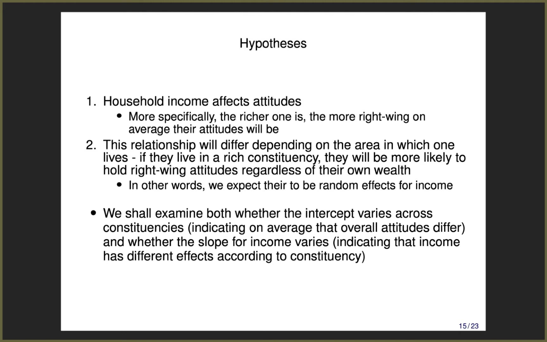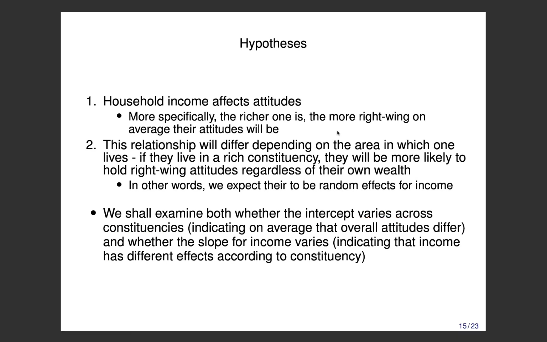So the first one is really a within effect, and the second one is a between effect. And we're going to evaluate whether the intercept varies across constituencies. We're actually not going to do this second part. Although we could, these models allow us to evaluate whether the slope of income varies as well, but we're going to leave that be for now.